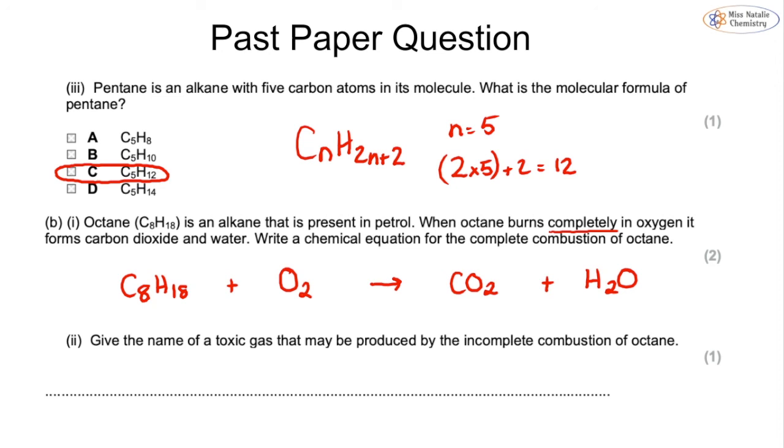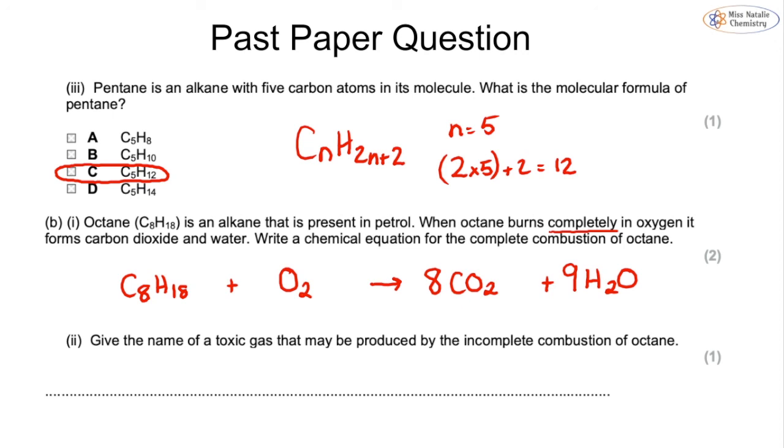So if we have 8 carbons on the left-hand side, we need 8 on the right, so we put a coefficient of 8 in front of the CO2. I have 18 hydrogens, but I only have 2 on this side. Remember, I can't just change the formula, I have to put a coefficient, and if I put a coefficient of 9, 9 times 2 is 18. So now my hydrogens are balanced.